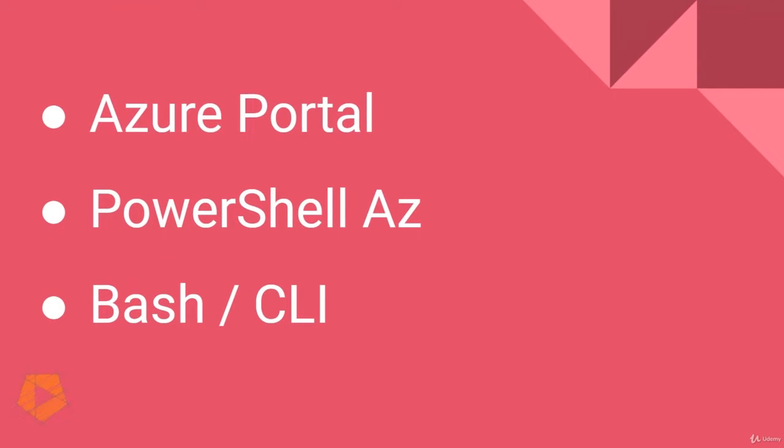Now, there are three main ways of accessing your resources within Azure. The Azure Portal is the one that we're going to be using the most because it's a point-and-click interface. It's also the most visual. But there are also two command lines that you can use to access your resources. One is PowerShell, and the other is called CLI, which sometimes people call Bash as well.